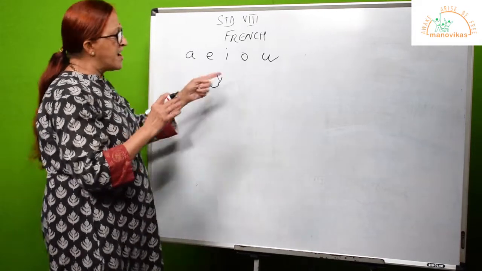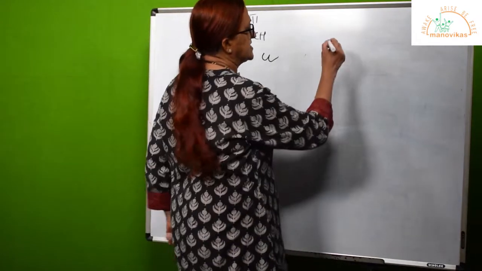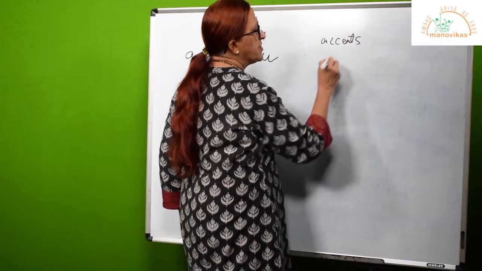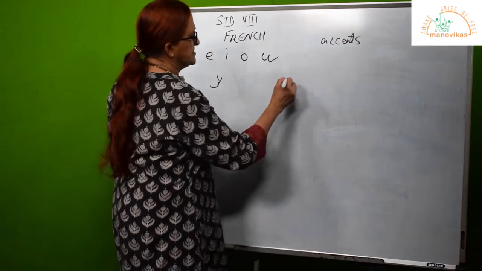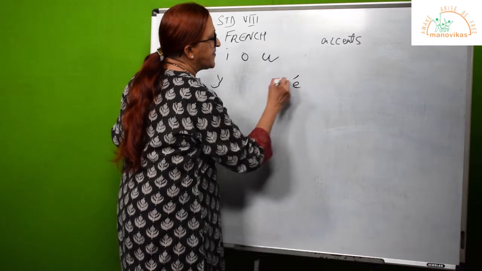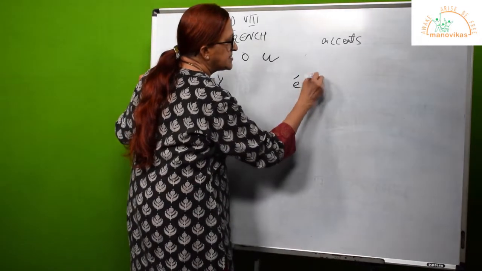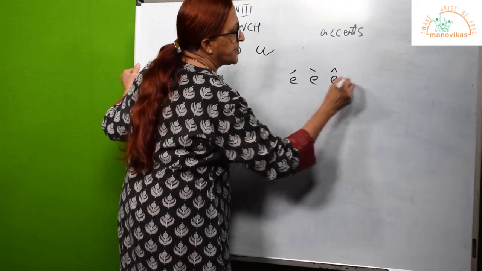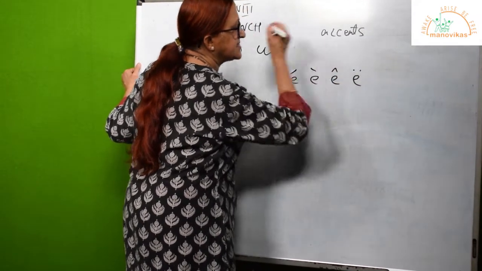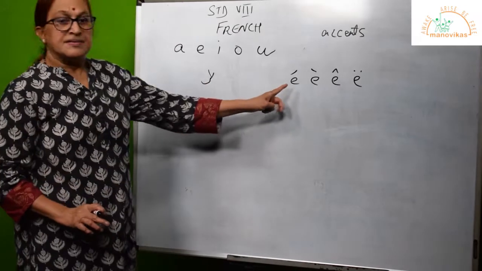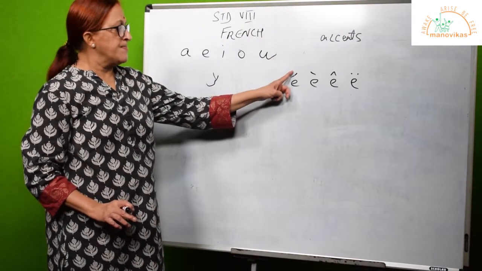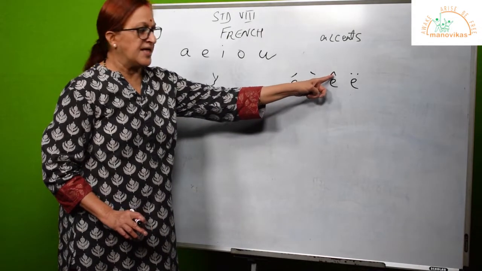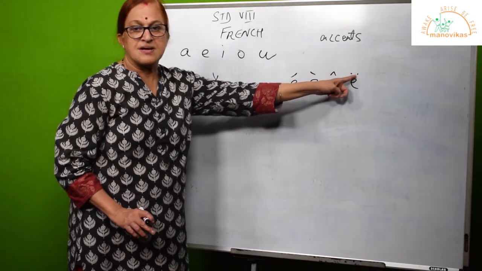Now, apart from this, we have the accents. That means on letters, there are accents like this. For example, on E, there's an accent like this. On E, there's an accent like this. On E, there is an accent like this. On E, there's an accent like this. So, this accent is called aigu. This one is called grave. This one is called circonflexe. And this one is a tréma.